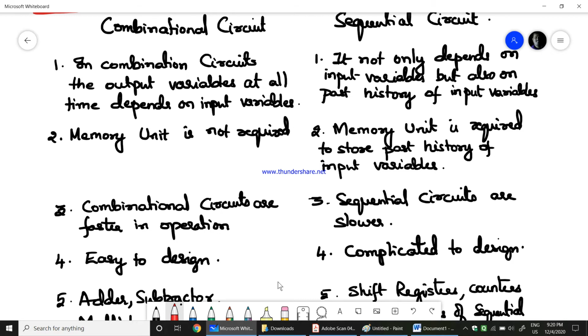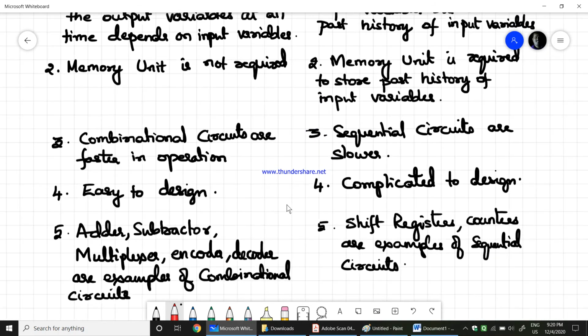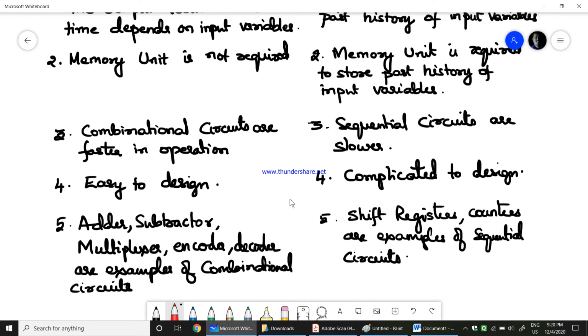Now coming to the fifth difference, you need to write the examples for the combinational circuit and the examples for the sequential circuit. The best examples of combinational circuits are adders. Subtractors are another combinational circuit that we design, like half adder, full adder, half subtractor and full subtractor, which we learned in our previous videos.